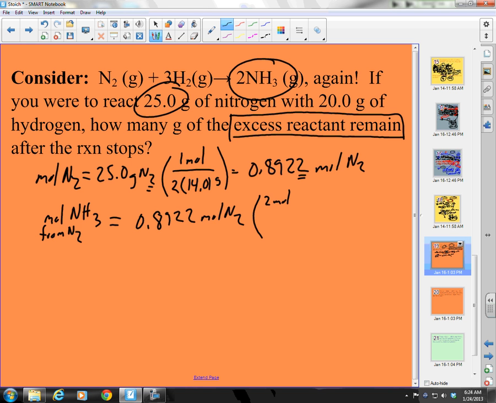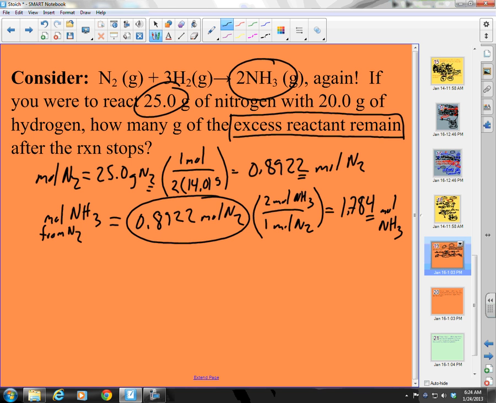2 moles of ammonia per 1 mole of nitrogen. So multiply that by 2, and it looks like you get 1.784 moles of NH3, which would be produced by reacting all of my nitrogen.